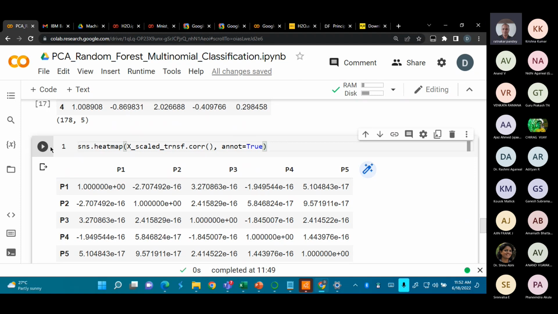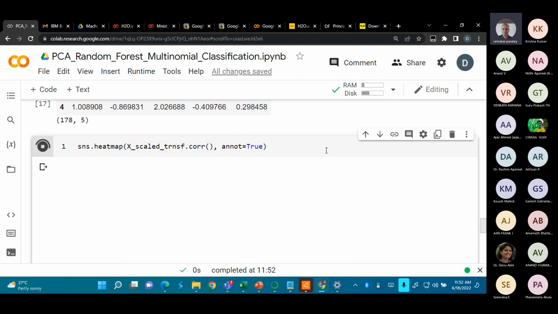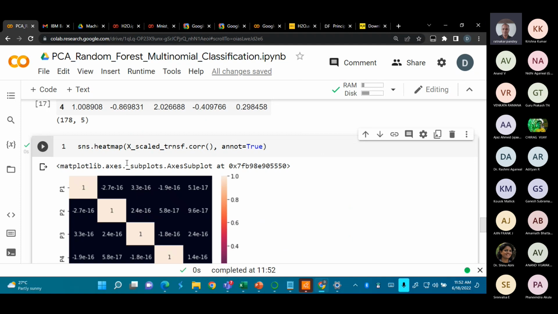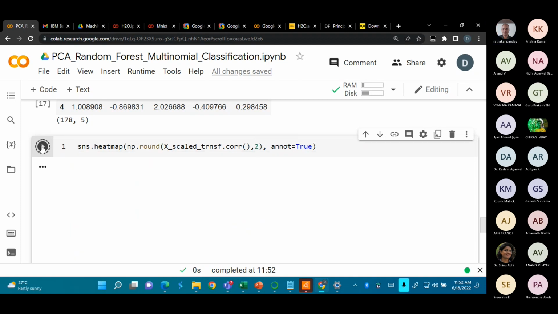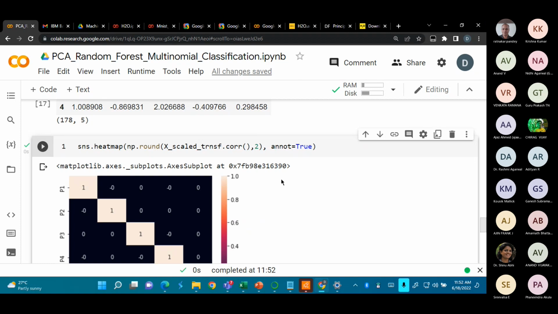And let's run it. If it is correct, then you will get, okay, let me just do one more thing, sorry. np.round, two decimal places. There you go.